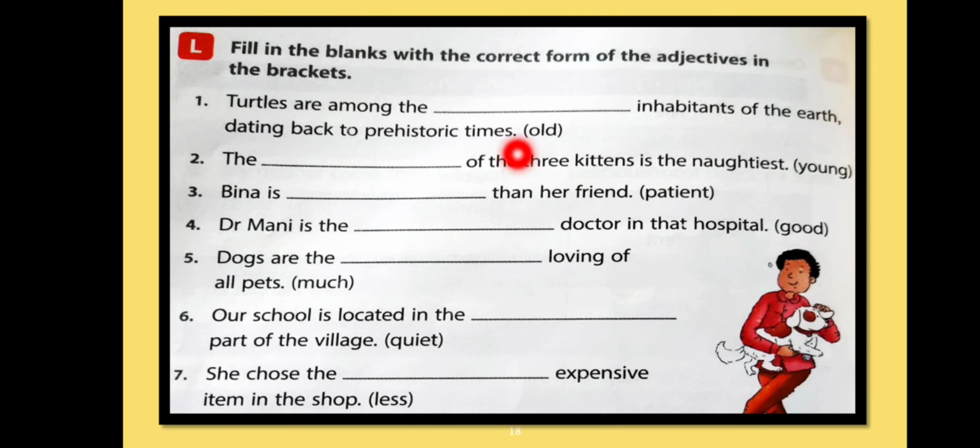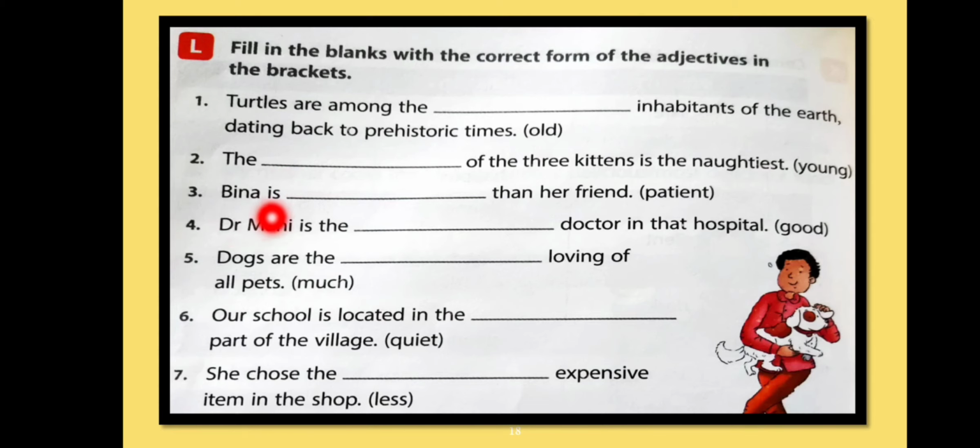The dash of the three kittens is the naughtiest, in bracket young. So it is talking about more than 2. Comparison is given, more than 2, right? So it should be superlatives. The is already given, so it should be EST, the superlative degree. The youngest.